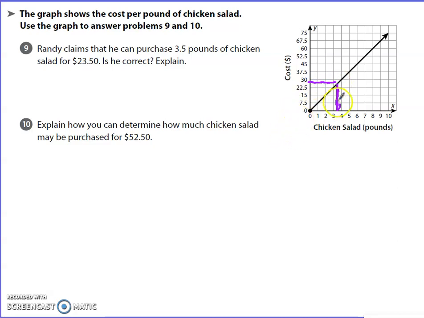23.50. It's pretty close. I'd have to really look closely at this graph. Use your ruler. See if that's pretty close, between $22.50 and $30. Seems reasonable to me. Explain how you can determine how much chicken salad can be purchased for $52.50. Okay, so you're going to find on the cost, which is the y-axis, you're going to go up to $52.50 and see it goes straight across. 7 pounds of chicken salad. Boy, who needs that much chicken salad?